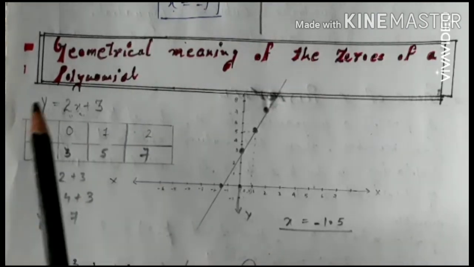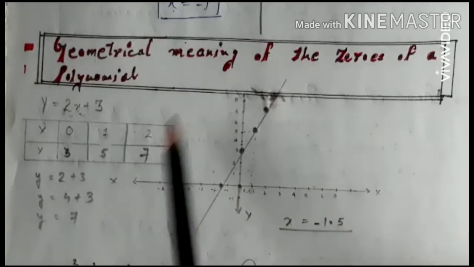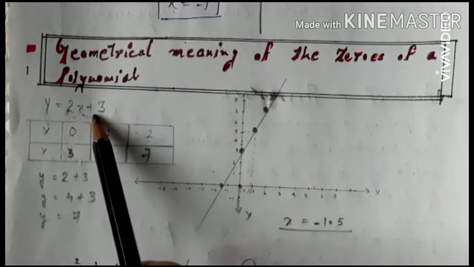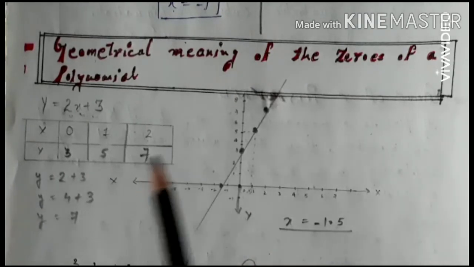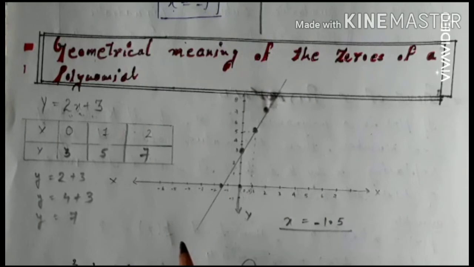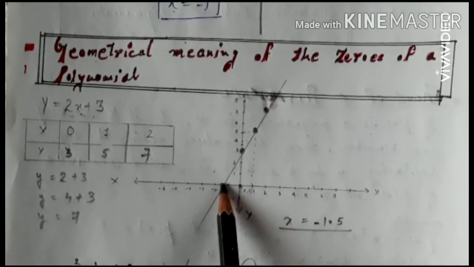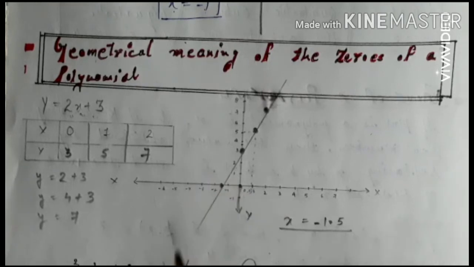So we have done this geometrically. Firstly, we take the linear equation, then we plot the graph, and for a linear equation it is a straight line. It touches the x-axis at -1.5. So that is the zero of the polynomial.